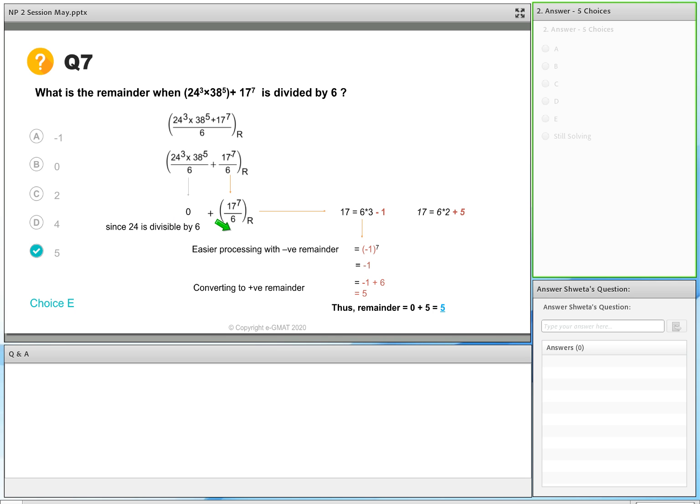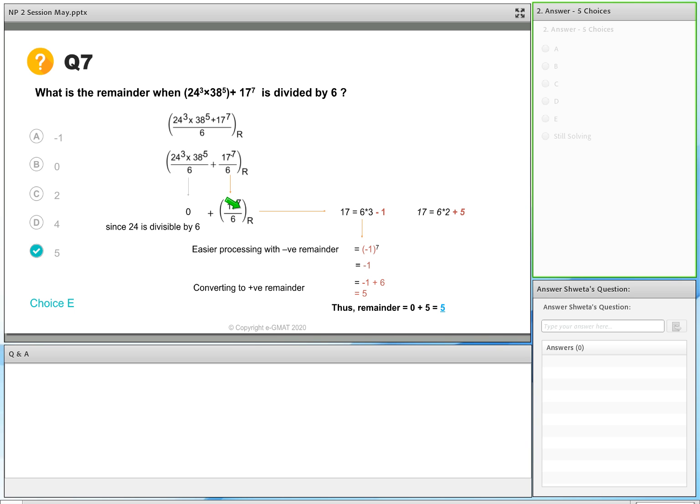If you think of the positive remainder, it's going to be 5. 6 times 2 plus 5. And then think about doing 5 to the power 7. I would not even do this time. I knew 2 to the power 7, but I don't have 5 to the power 7 on my tips.